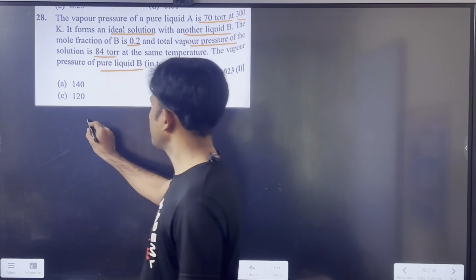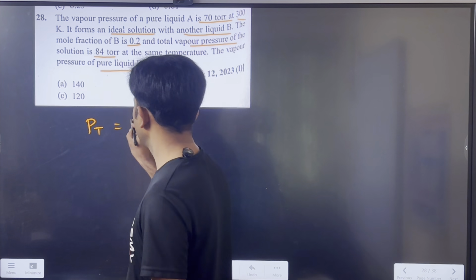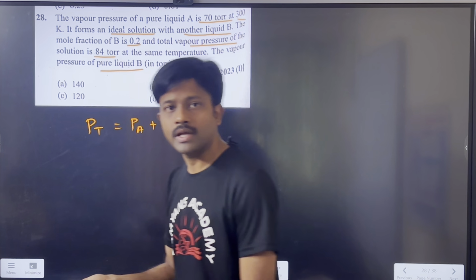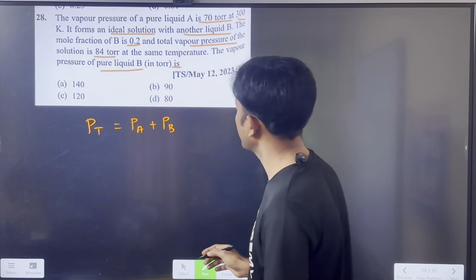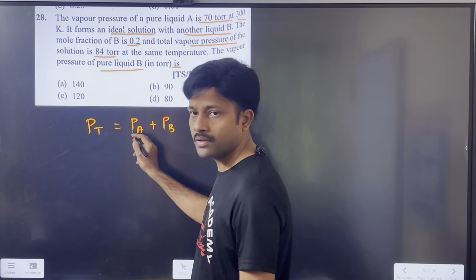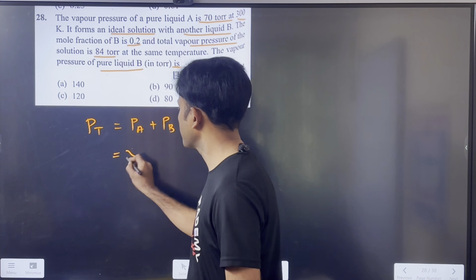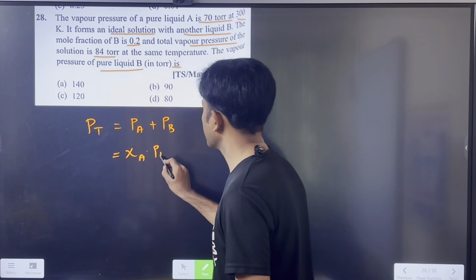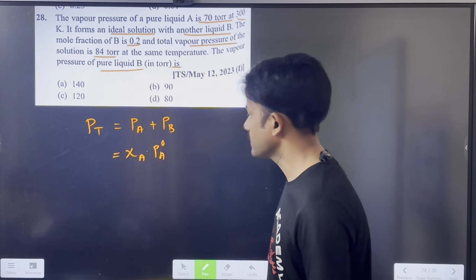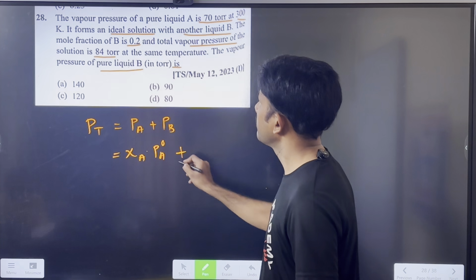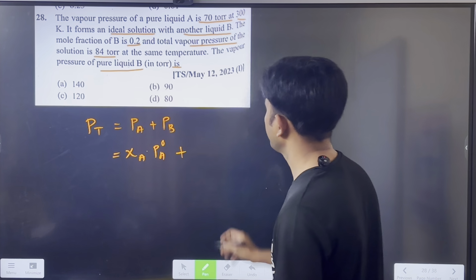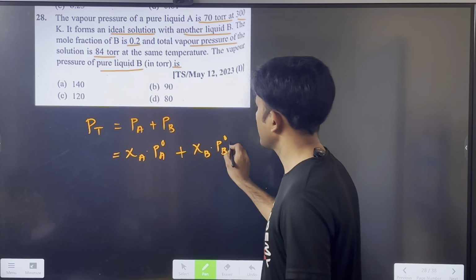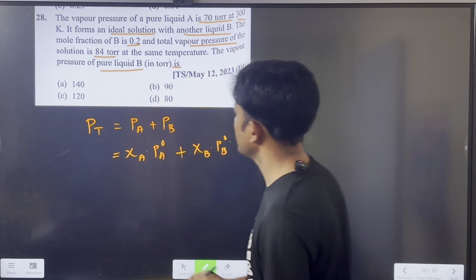Okay, the total pressure is equal to the pressure of liquid A and the pressure of liquid B in the mixture. Then how do you find the pressure of liquid A? So we have a formula: the mole fraction of A into the vapor pressure of pure liquid A, XA into PA naught, plus the mole fraction of B into the vapor pressure of pure liquid B, XB into PB naught.